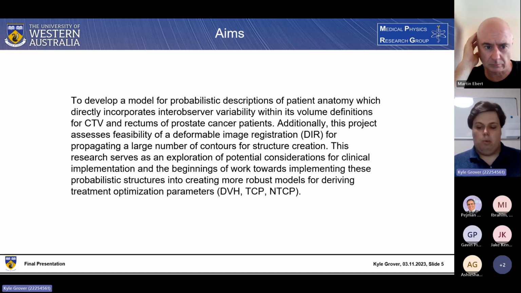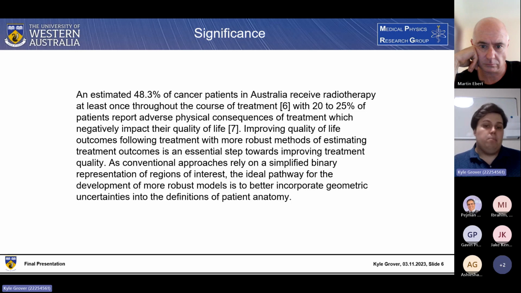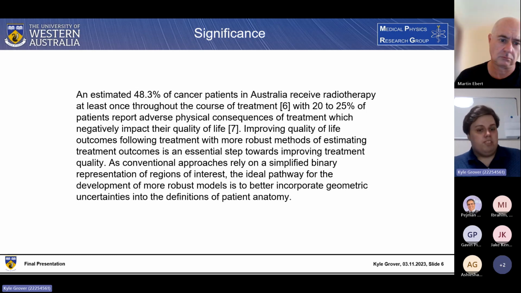probability, and so on. In terms of the overall significance that this has, an estimated 48.3% of cancer patients in Australia end up receiving radiotherapy at least once throughout the course of their treatment. And within this, 20 to 25% of those patients end up reporting adverse physical consequences of the treatment, which negatively impact their overall quality of life.